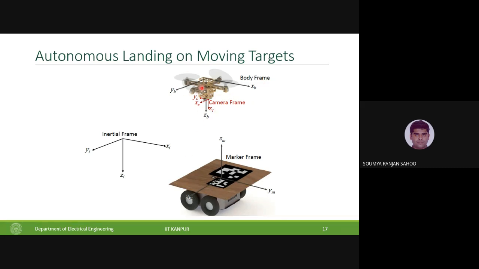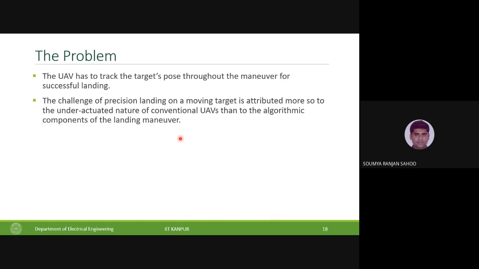That is why we used a camera which sees down and the onboard computer that processes the output of the camera and gives suitable commands to the lower level computer, which is the Pixhawk based autopilot board, and the autopilot board finally controls the quad rotor. So this is the setup that we imagined. The UAV has to track the target's pose throughout the maneuver. If the target has translational motions, the UAV should be able to track, and if it has some attitude changes, it should be able to track. We of course didn't do it for attitude changes, only for translational motion.